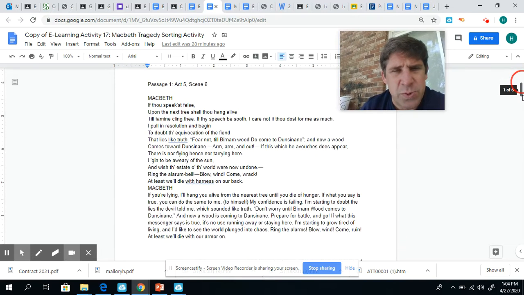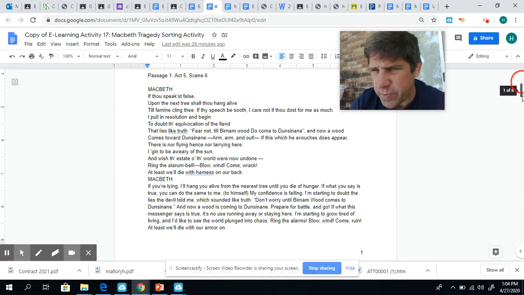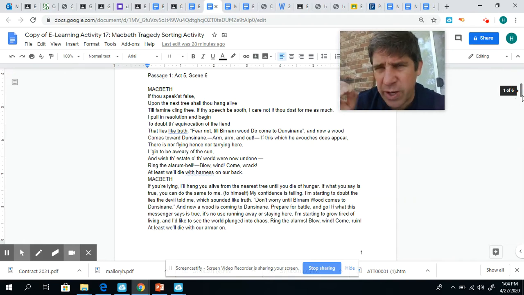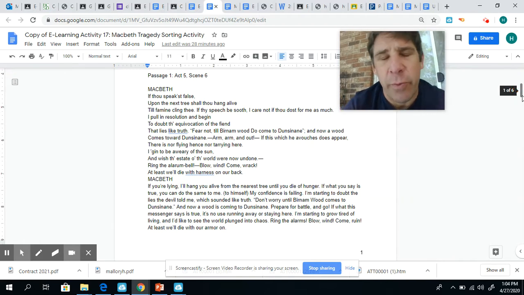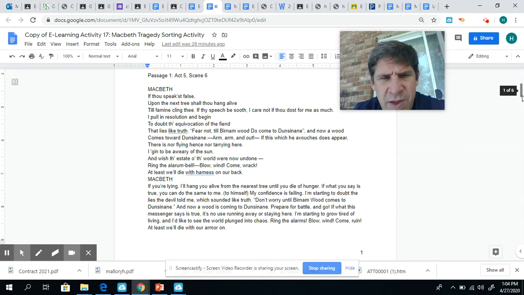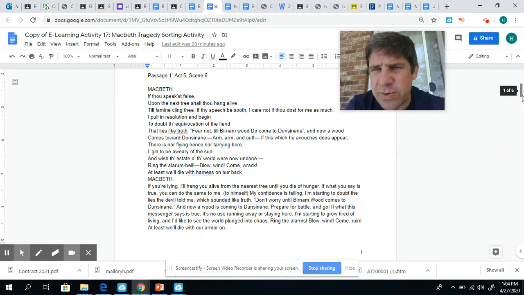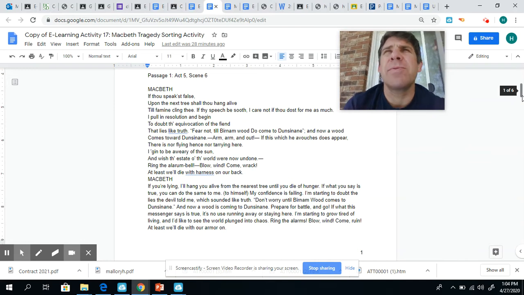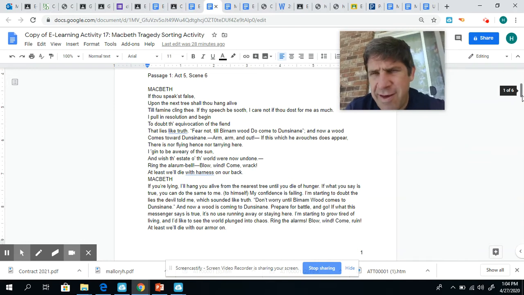This is passage one. If you'll notice, it's from Act 5, so the first passage is from the end. And honestly, this is pretty good because it picks up right where we left off in our reading. The last thing we talked about was the messenger coming to Macbeth.